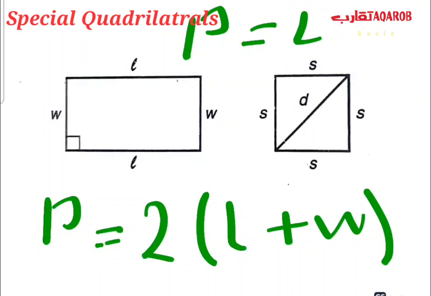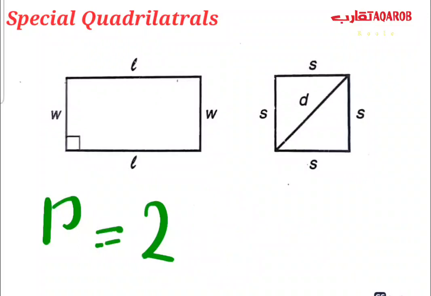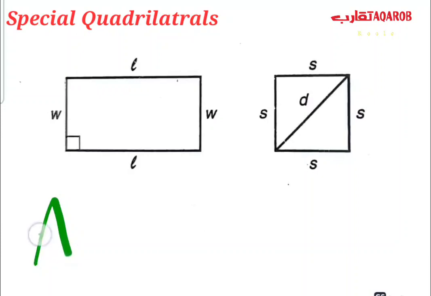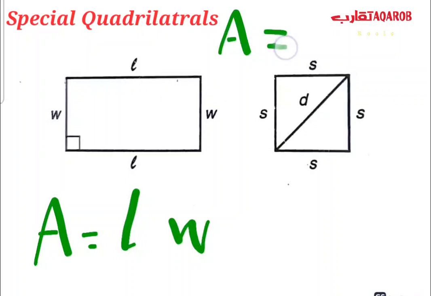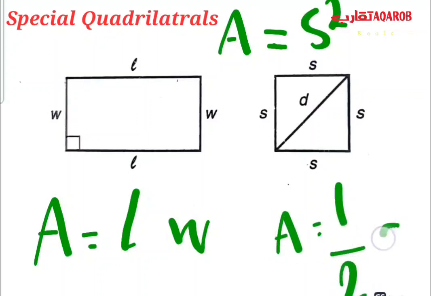Now what about the area of quadrilaterals? The area of a rectangle equals L times W, and the area for a square equals side squared. Or we can write the formula of square area as A equals half times diagonal squared.